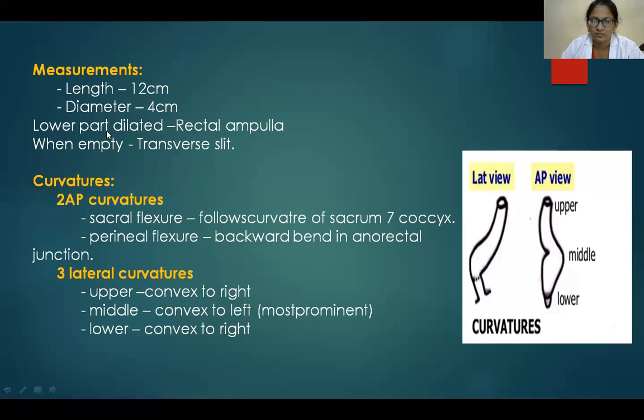The lower part is dilated. The most lower dilated part of the rectum is called the rectal ampulla.